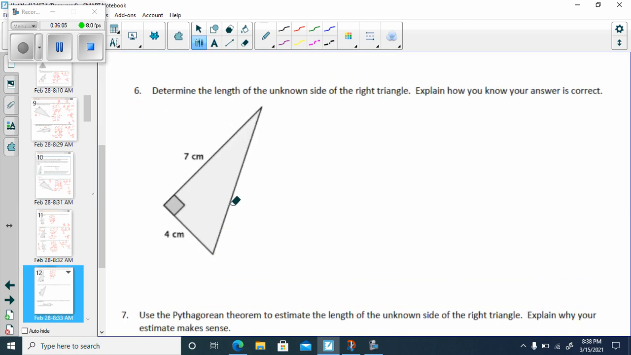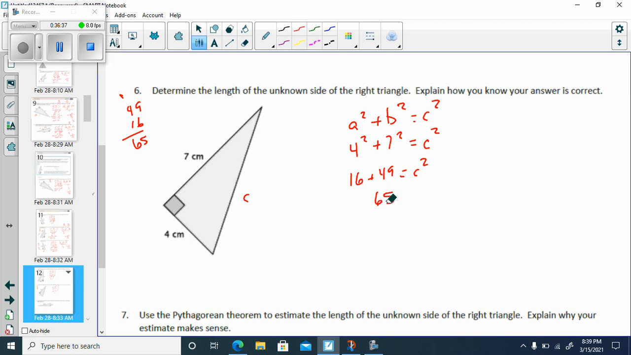Okay, let's find the length of this side. We know it's the hypotenuse. It's across from the right angle. Pythagorean theorem is a squared plus b squared is equal to c squared. 4 squared plus 7 squared, or you could say 7 squared plus 4 squared, doesn't matter. Your c is the one thing that has to be in the right place. That's 16 plus 49 is equal to c squared. Okay, 49 plus 16. 9 and 6 is 15. 4, 5, 6, 65. Okay, is equal to c squared.